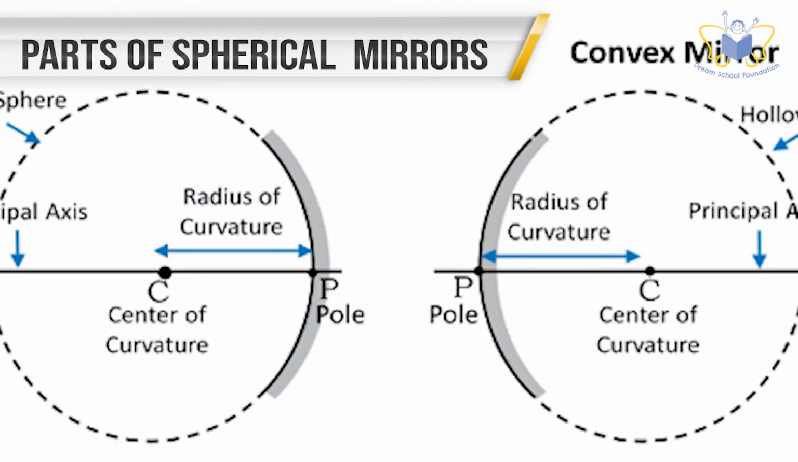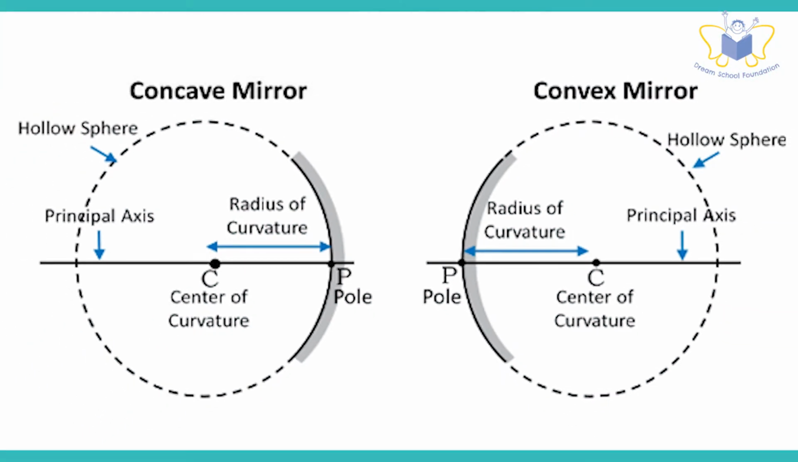Let us try to understand certain terms with regard to concave and convex mirrors. We can see that the mirror is part of the hollow sphere, right? Hence, the center of the sphere is the center of curvature, and it is represented by the letter C. The center of the spherical mirror is called the pole. A straight horizontal line passing through a pole and the center of curvature is termed as principal axis.